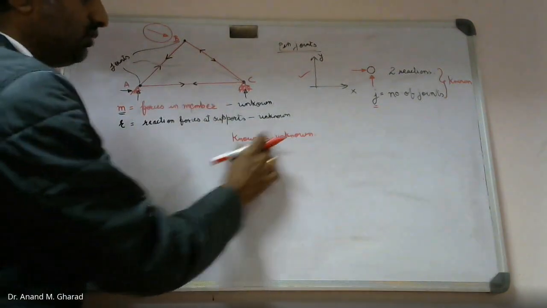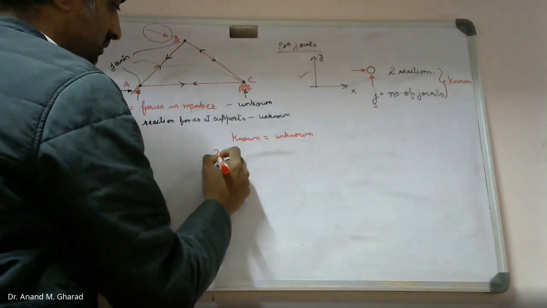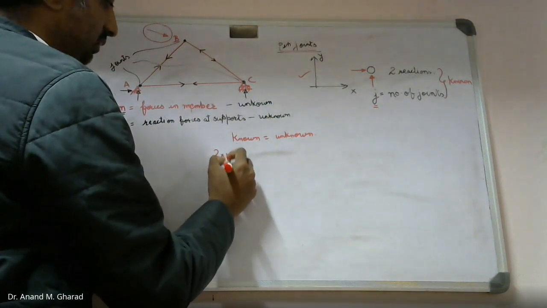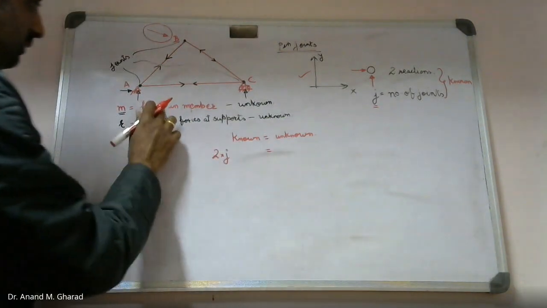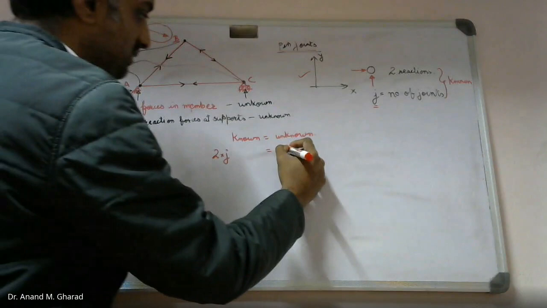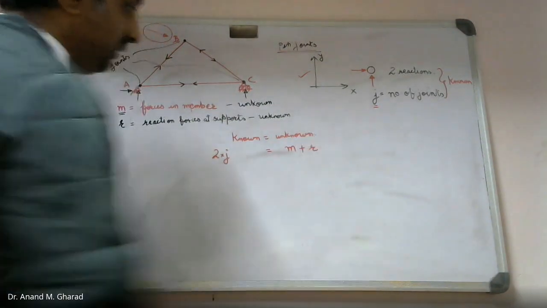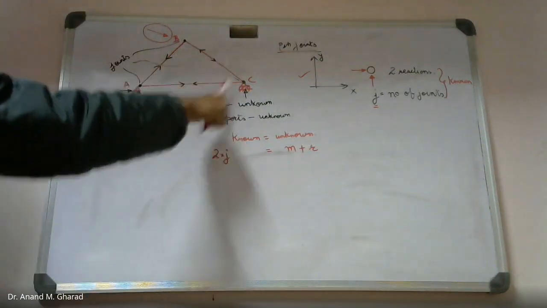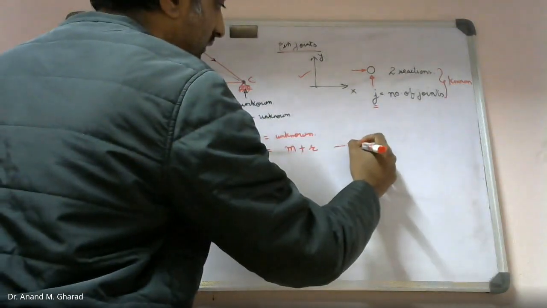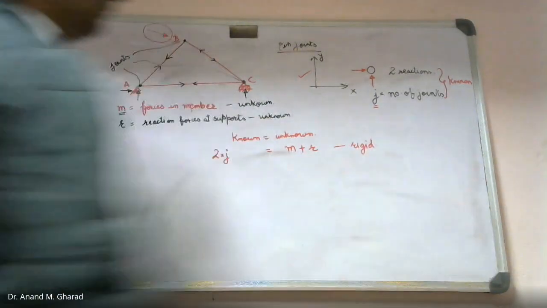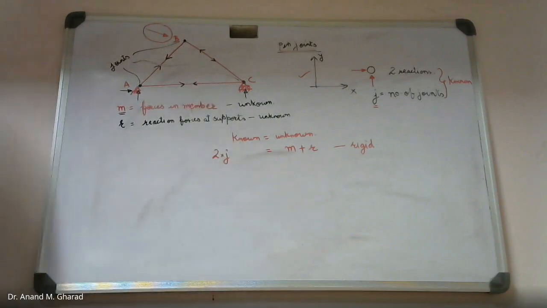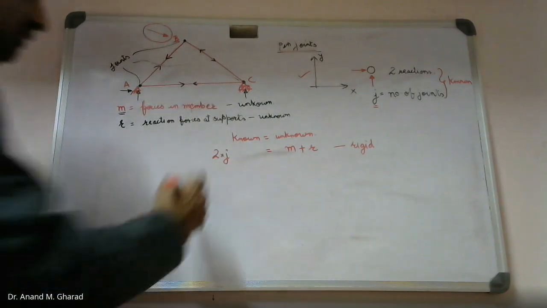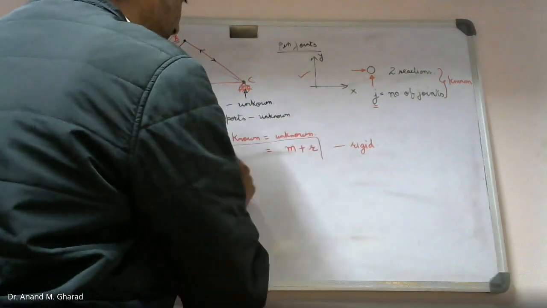So how many known values do you have? It is represented as 2 into j. If this 2 into j value is equal to the summation of unknowns, that is m plus r, then we say that this truss is rigid. This is rigid and it is a determinate kind of truss. That means the unknown values can be easily found out if this equation is satisfied.